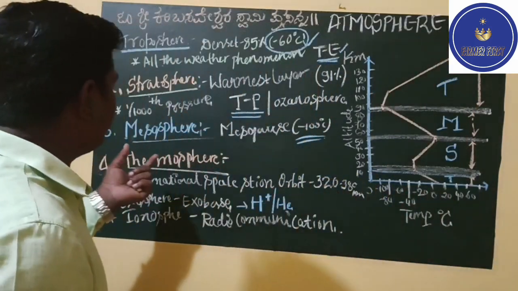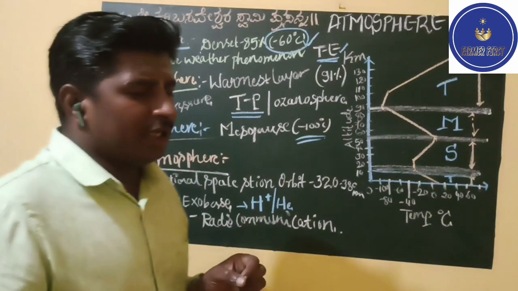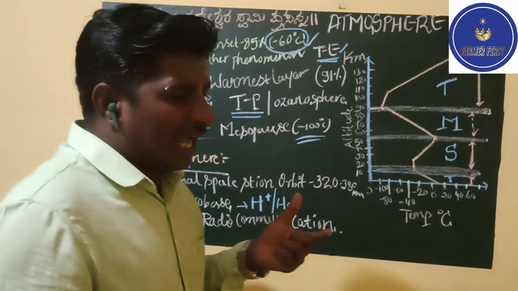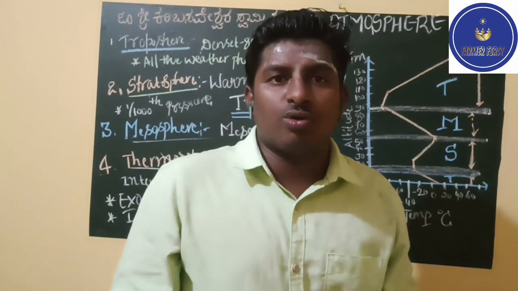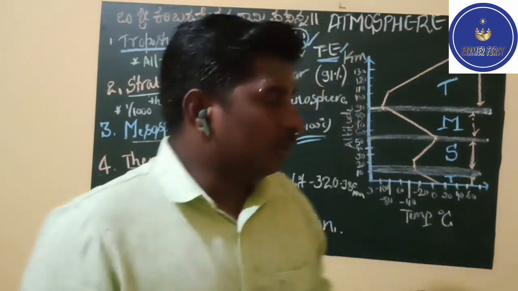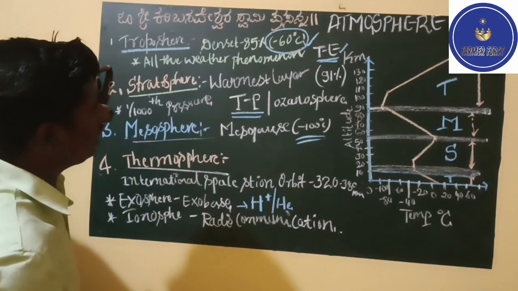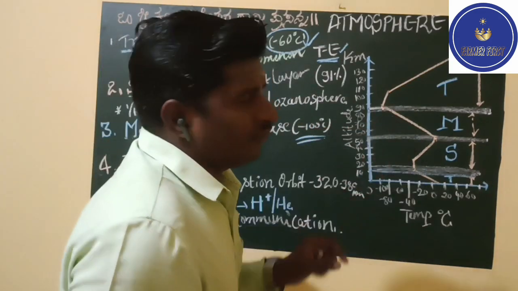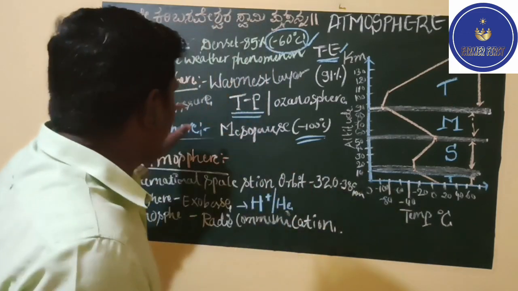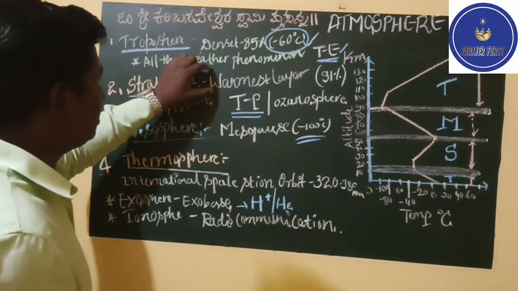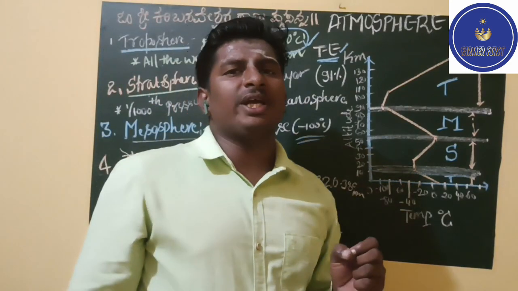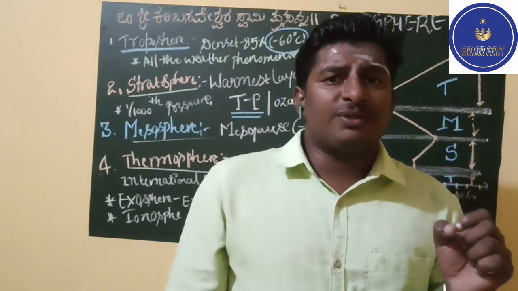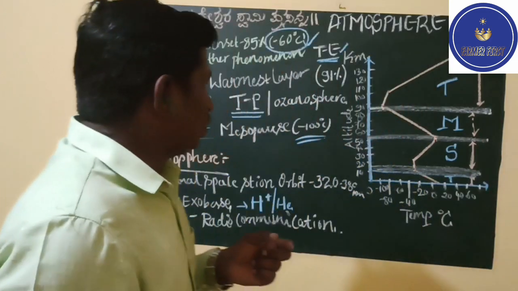Okay, the next one is very important from the point of view of agriculture and also environmental impact: the stratosphere. Why? Because the stratosphere is the second layer of the atmosphere. It extends from 18 to 50 kilometers. This is one of the warmest layers of the atmosphere, and it holds around 15% of the total density of the atmosphere.